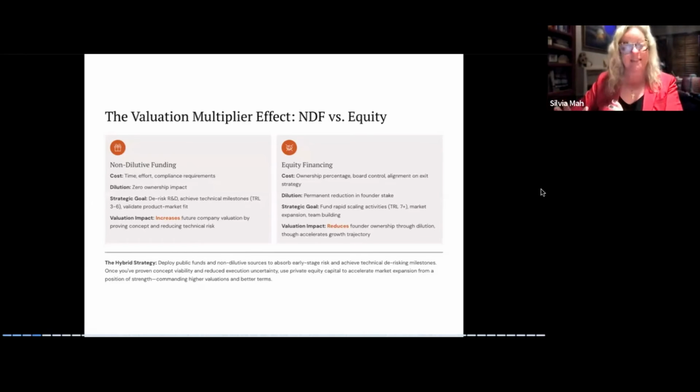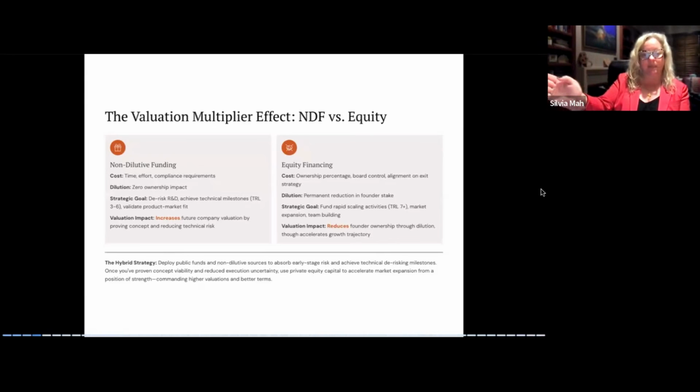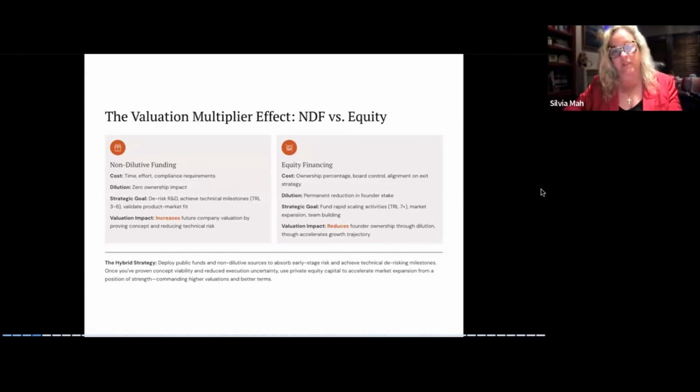Now, on the equity financing side, the cost is ownership percentage. You have board control that you're giving away, alignment on exit strategy, right? And there is a dilution. There's a permanent reduction in founder stake when you're thinking about equity financing. And the strategic goal is to fund rapid scaling activities.